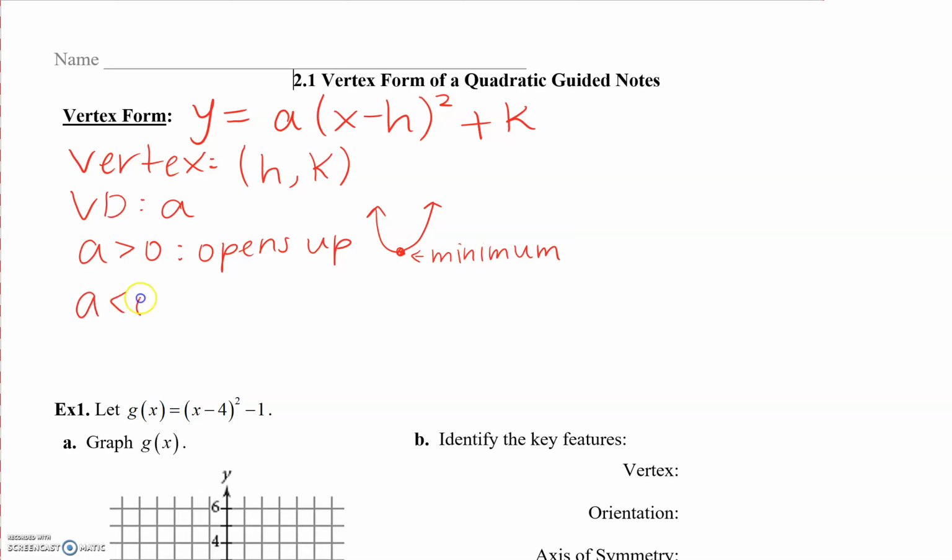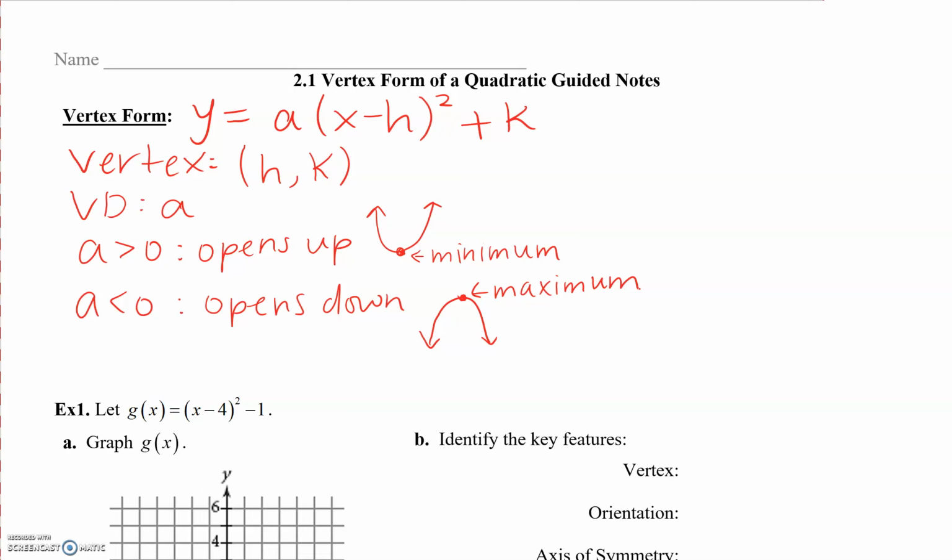If a is negative, meaning it's less than 0, I know that there was a reflection over the x-axis, so my parabola has to open down. And if my parabola opens down, now the vertex is the relative maximum. So anytime we look at vertex form, we should know quite a few things about the function itself. We should know right away where the vertex is located, and we should also know if the parabola is oriented up, meaning it opens up, or oriented down, meaning it opens down.